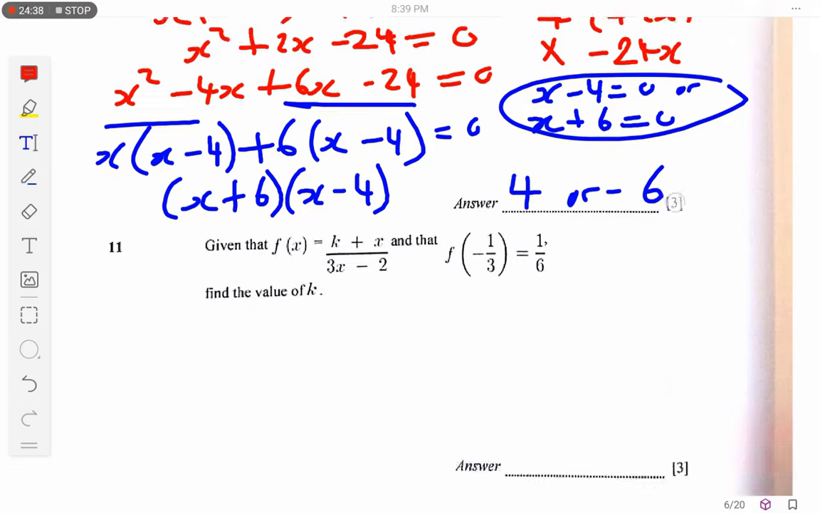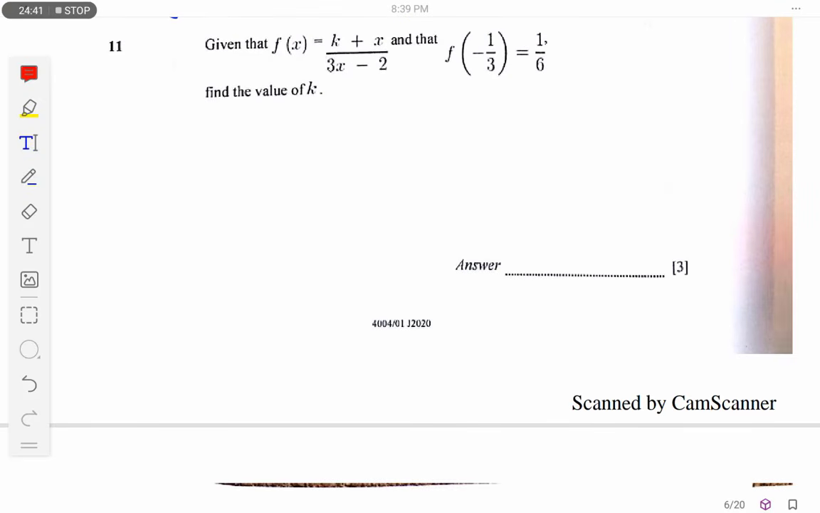Okay, let's move on. This question is asking us to find the value of k given that we have a function f of x. Then we are now given another function, f of minus 1 over 3 is equal to that value there. So what it means is that for every x value, we are going to put minus 1 over 3 there, and we equate this whole thing to 1 over 6. Okay, that's what it means.